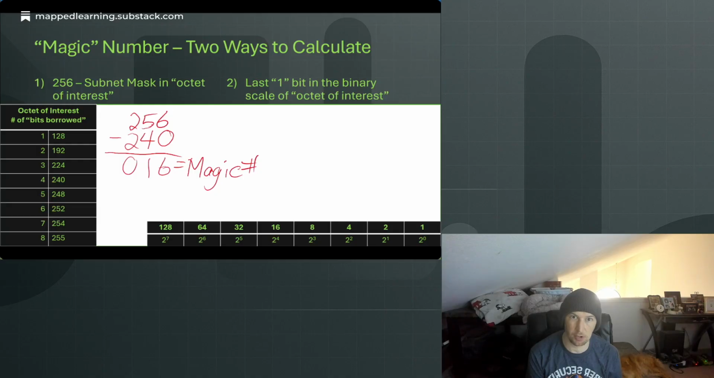And this isn't even a calculation. You take a look at the binary scale at the bottom and write down the new subnet mask in the octet of interest in binary starting at the left. So 1, 2, 3, 4. The last bit turned on points to the magic number. Now that is what the magic number is.